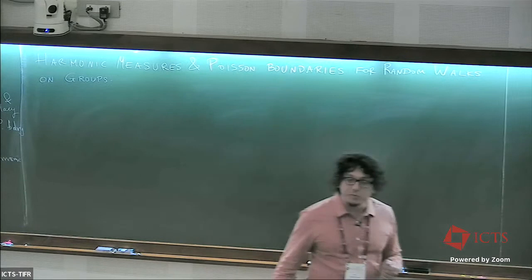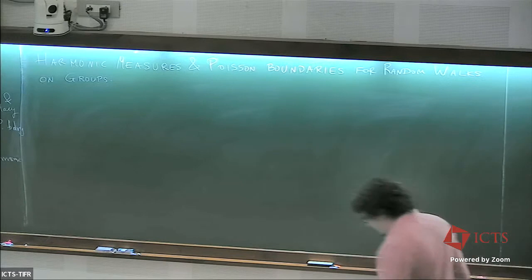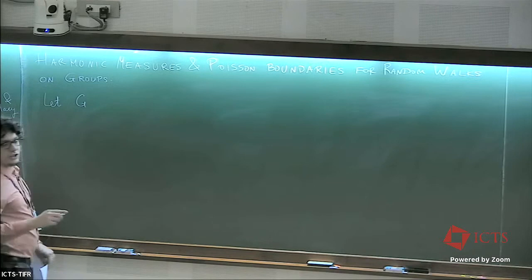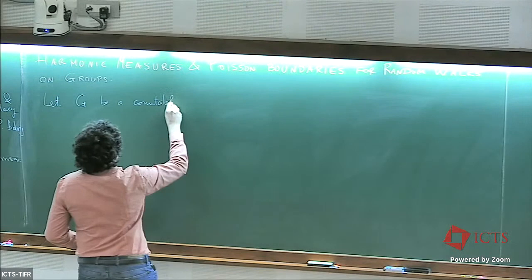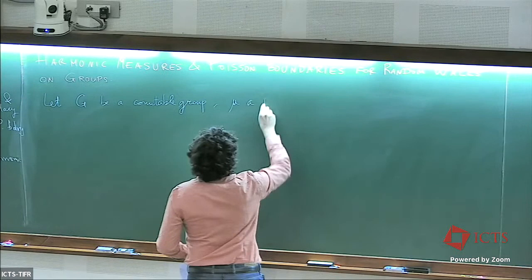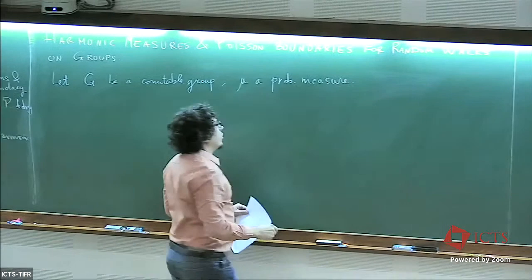Okay. So let's start. What is the topic that we have? So we have, for us, G. Fortunately, Gabor used gamma for group and G for graph. I will use G for group. So let G be a countable group. And then we put a probability measure on this group. So again, the group is countable, so let's not go into technicalities. It's just an atomic measure.